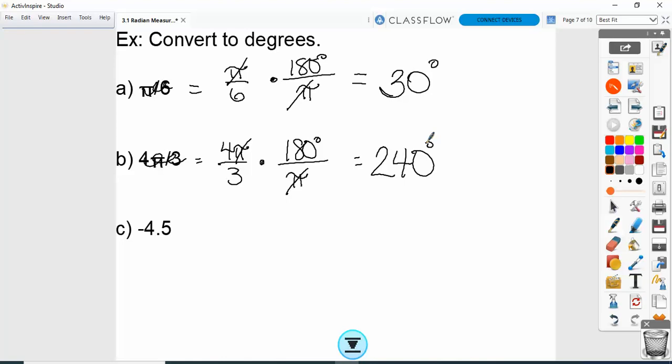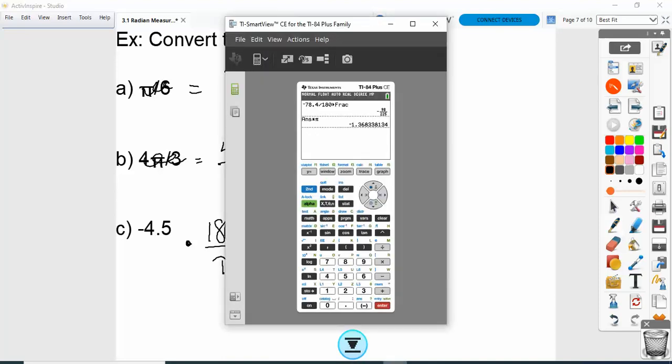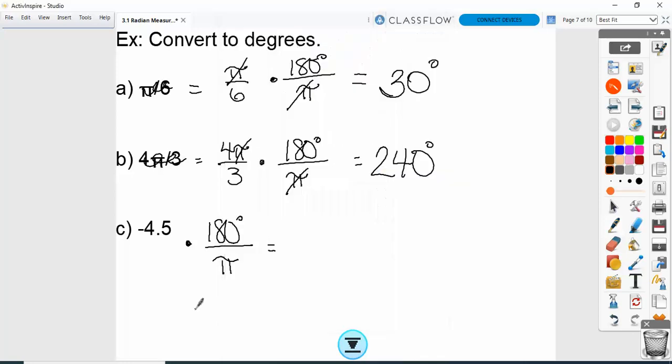Negative 4.5. Again, this doesn't have a pi, but that doesn't mean it's degrees. There's no degree symbol. So this is radians. We want degrees, so I multiply by 180 over pi. Different ways you could write this one. This is like negative 4.5 over 1. So you can do negative 4.5 times 180. And you get negative 810.